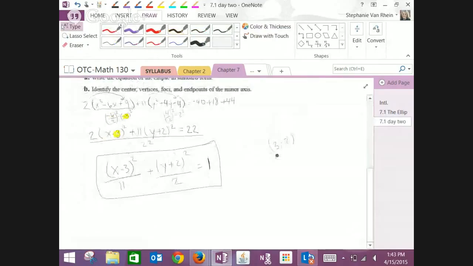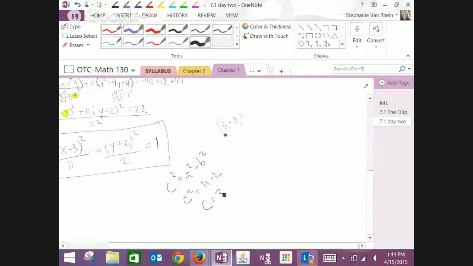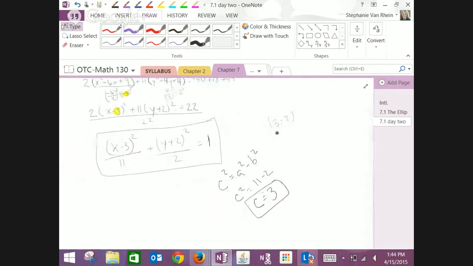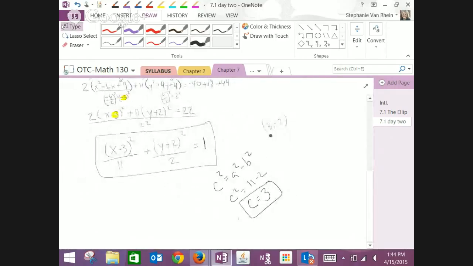What is my major axis? The x-axis. So I'm a distance of square root of 11. My minor axis, I'm a distance of square root of 2. My focus point is always going to be c squared is a squared minus b squared. So c squared is 11 minus 2. So c in this case would be 3. So I go to the left 3 and to the right 3.